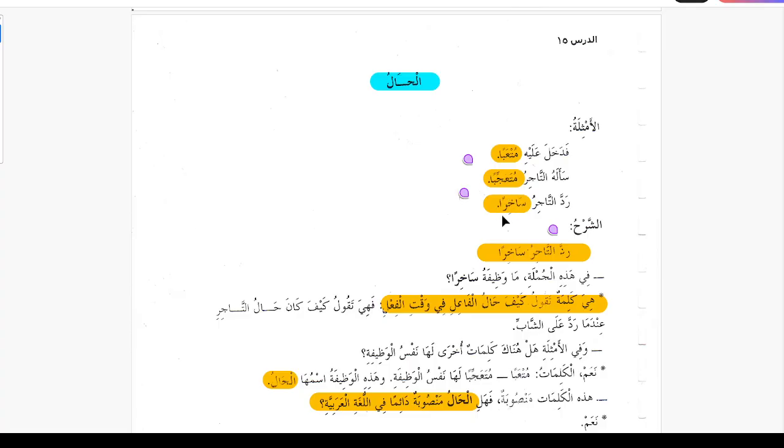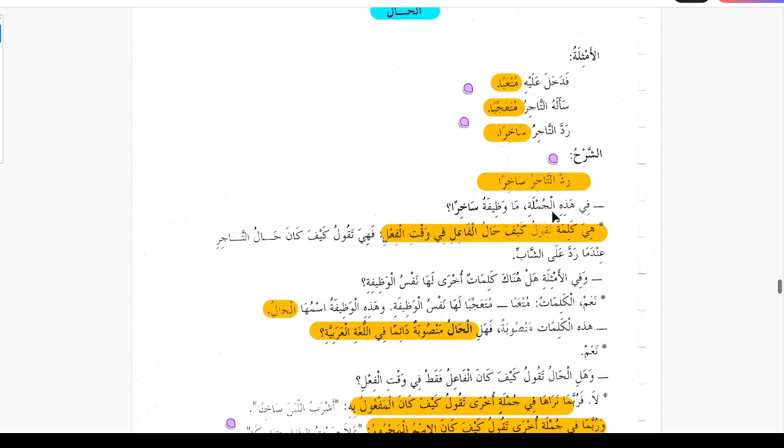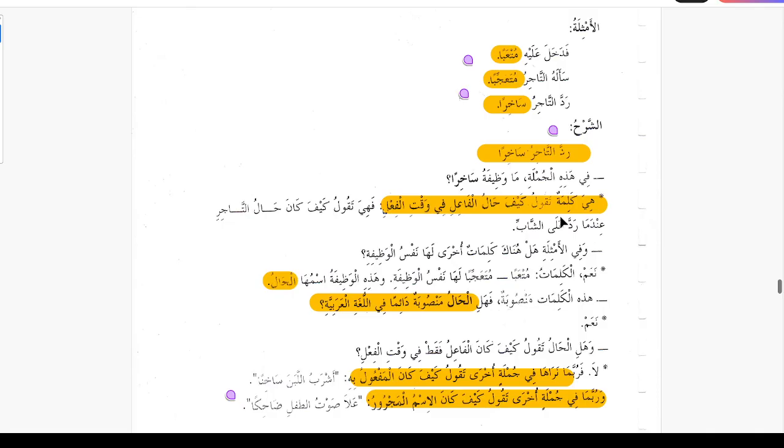So this sakhiran is mansub. All these words are hal. Let's see the explanation here. Taking radda al-tajiru sakhiran as an example: fi hadhihi al-jumlati ma wazifatu sakhiran? So in this sentence, what is the function of sakhiran? Hiya kalimatun taqulu kayfa hal. It is the word that tells us what was the condition of the fa'il, hal al-fa'il, at the time of the action.